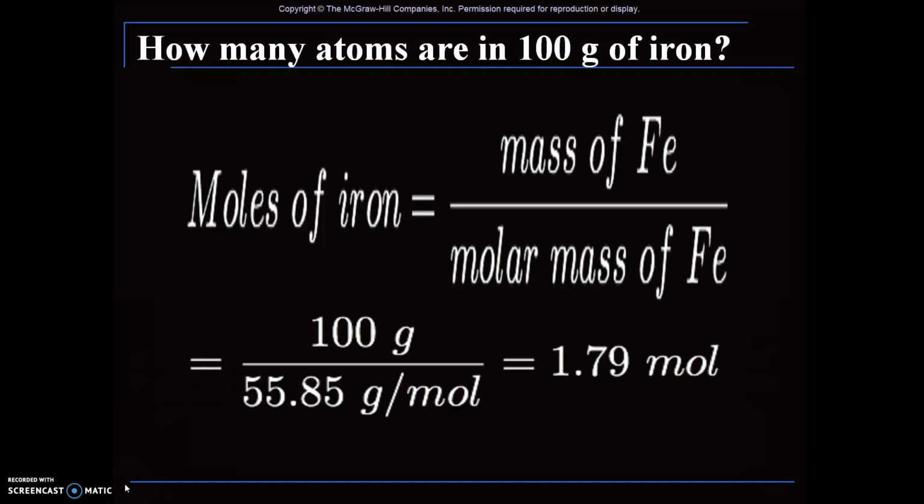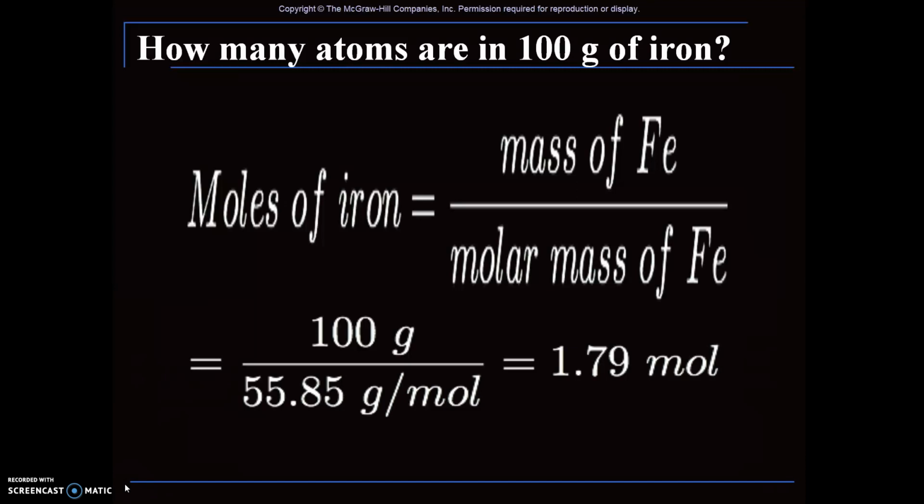So the mass of iron is given as 100 grams. When you look at the periodic table, you can find the mass of iron as 55.85. When you do the math, you get 1.79. So when we say 100 grams of iron, it is equivalent to 1.79 moles.